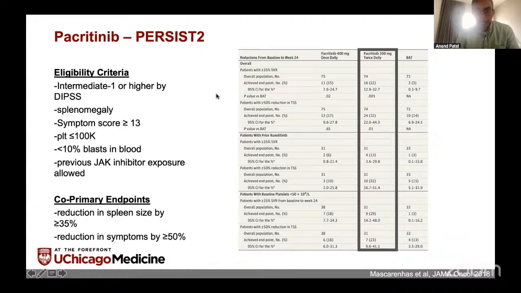Next, we have pacritinib. So pacritinib is a JAK inhibitor that I would say is more or less specifically developed for patients who have low platelets and need to be on a JAK inhibitor. So these are patients who had a platelet count of under 100. They had a high burden of symptoms and had an enlarged spleen. And the co-primary endpoints were reduction in spleen size and reduction in symptoms. And really where that signal came out was in the patients with a platelet count of under 50,000. They're the ones that tended to benefit the most from pacritinib.